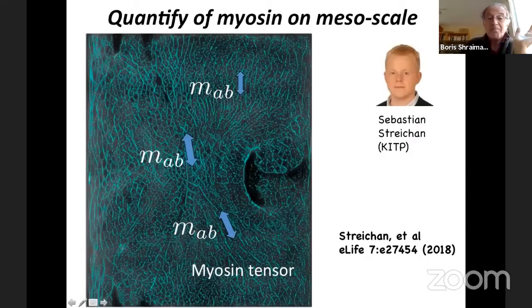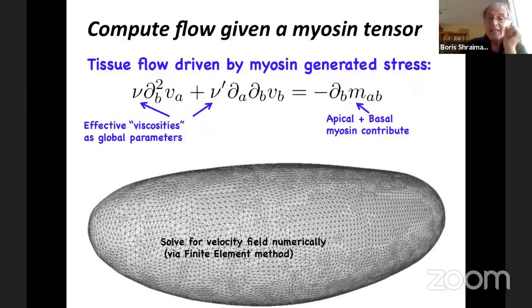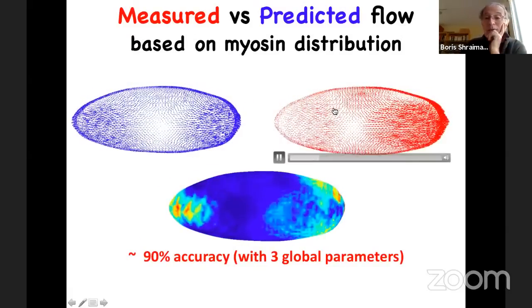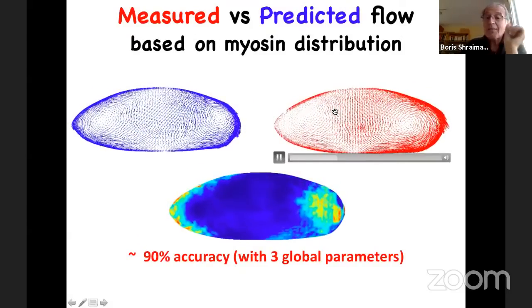Sebastian then visualizes the myosin distribution. In the embryo, myosin makes these little anisotropic filaments, so to describe how much myosin there is and what the local anisotropy is, you have to introduce this tensor. It is measurable. The bottom line is you take the measurement of this myosin tensor and you solve for the velocity field. And then you compare what comes out, snapshot by snapshot, right?